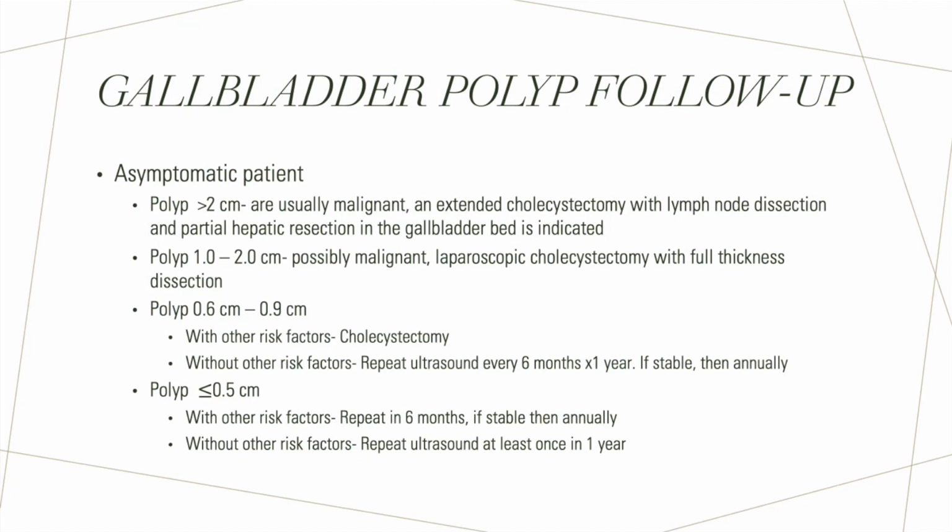For polyps that are 0.6 to 0.9 centimeters, if you have risk factors as we identified previously, then cholecystectomy would be warranted. Without those risk factors, a repeat ultrasound every 6 months for 1 year, and then if it is stable, annually. And then for polyps less than 0.5 centimeters with risk factors, repeat in 6 months. If stable, then annually. And then for our gentleman here, without risk factors, we're going to repeat his ultrasound at least once in a year.